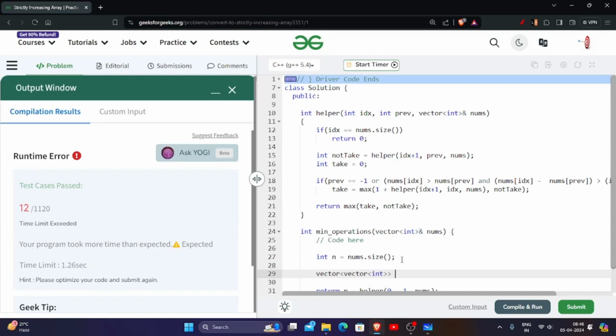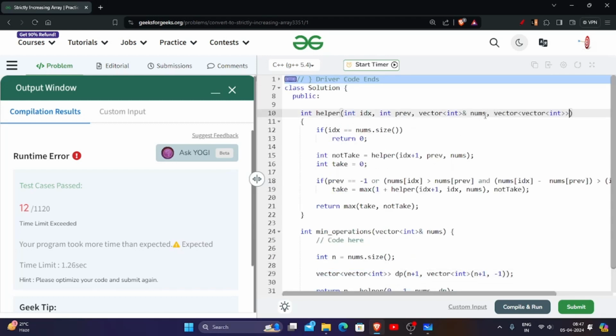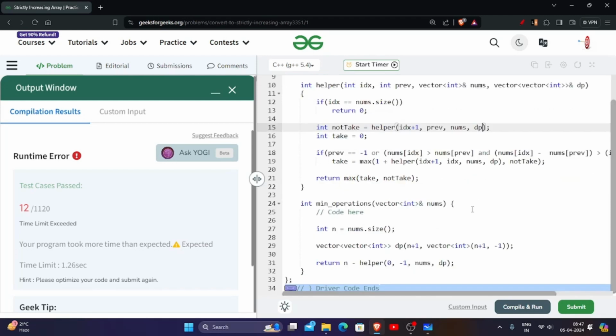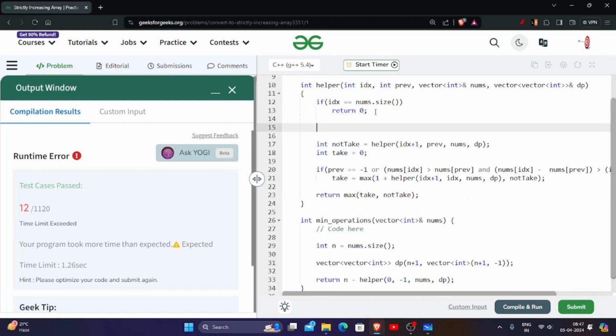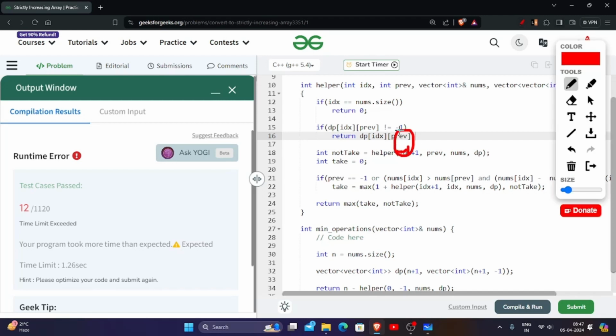So let's make a DP array of n plus 1, a vector of n plus 1 filled with minus 1. I can pass my DP array, taking this same snippet here, as a reference, and I have called the function here and here. Since we are using minus 1, if I had DP of index, prev not equal to minus 1, I would return DP of index, prev.